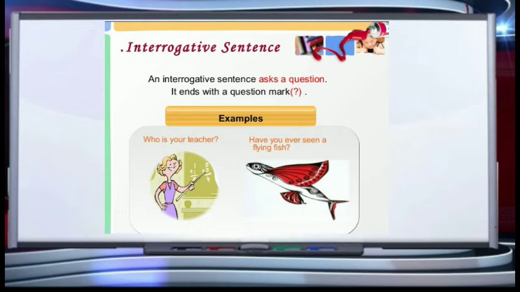Next is interrogative sentence. An interrogative sentence, students, asks a question. So a question sentence is an interrogative sentence and it ends with a sign of interrogation, that is a question mark. For example, who is your teacher? Have you ever seen a flying fish? So the questions are interrogative sentences.